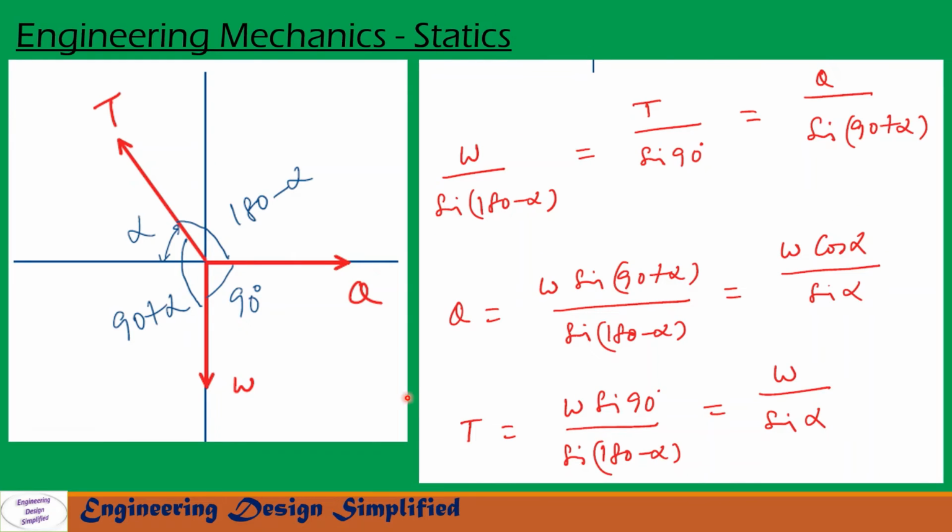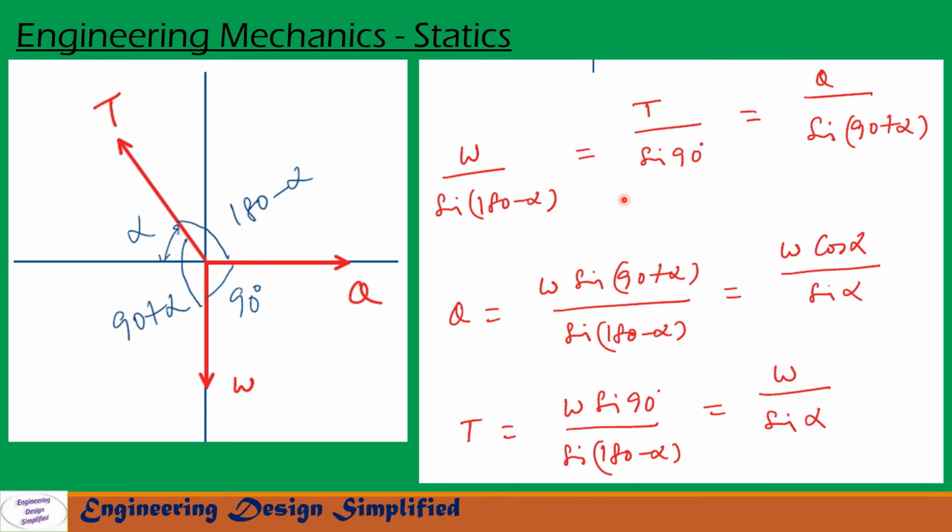Let us apply Lami's theorem now. Lami's theorem is W by sin(180 minus alpha) equal to T by sin 90 equal to Q by sin(90 plus alpha). That is written here. From the first and last terms we can write Q equal to W sin(90 plus alpha) by sin(180 minus alpha). sin(90 plus alpha) can be written as cos alpha and sin(180 minus alpha) can be written as sin alpha. So Q equal to W cos alpha by sin alpha.